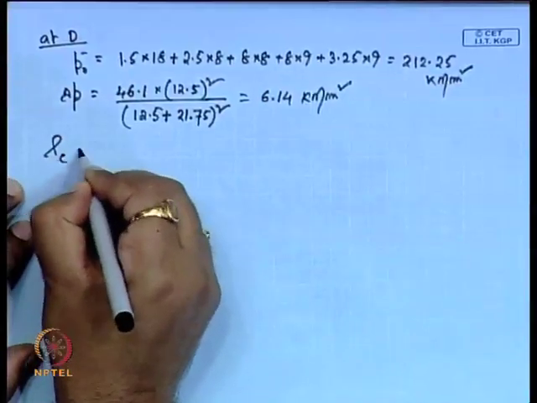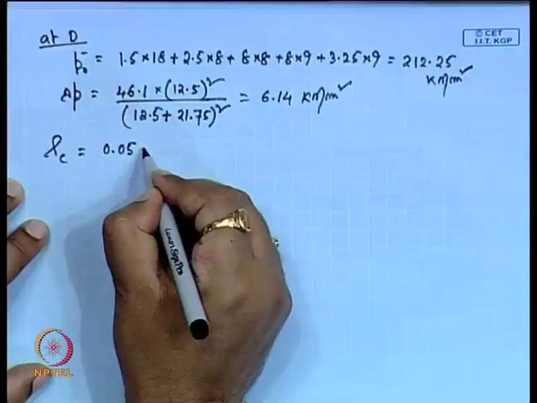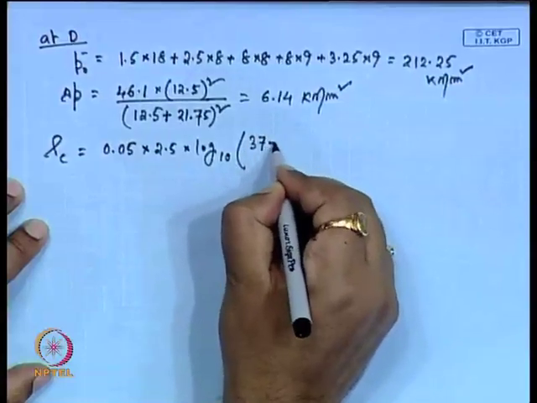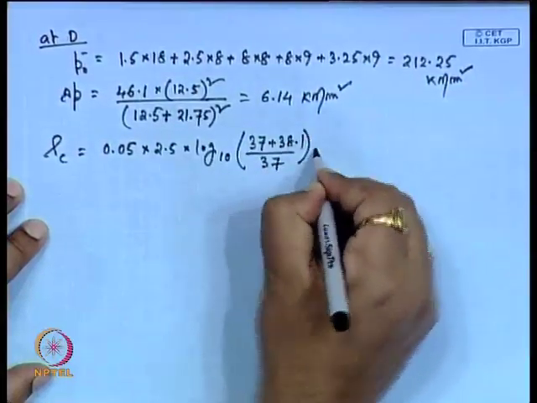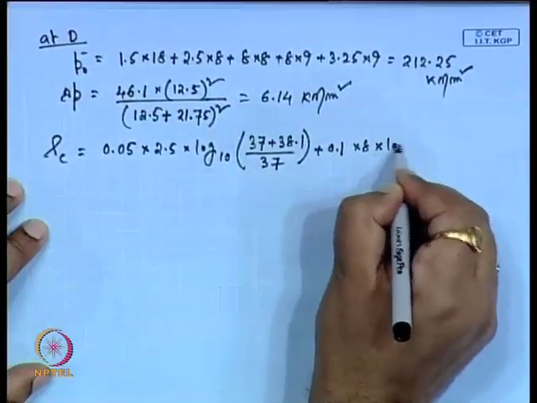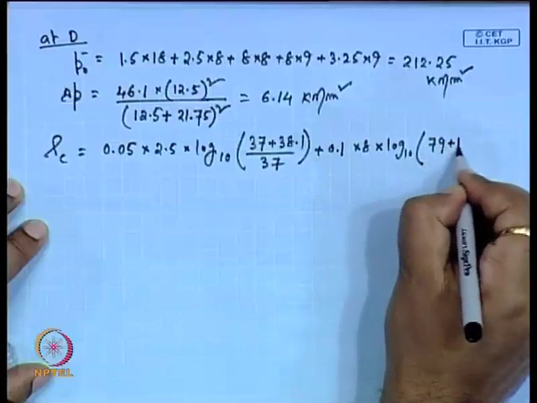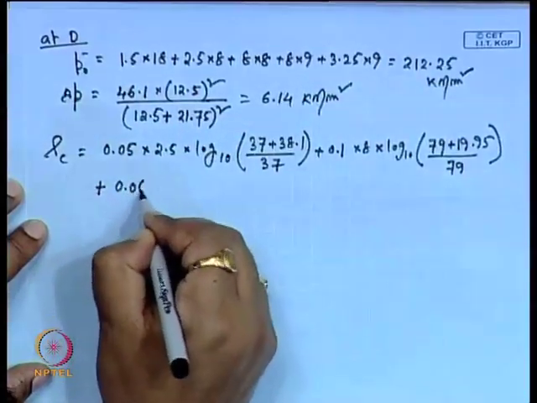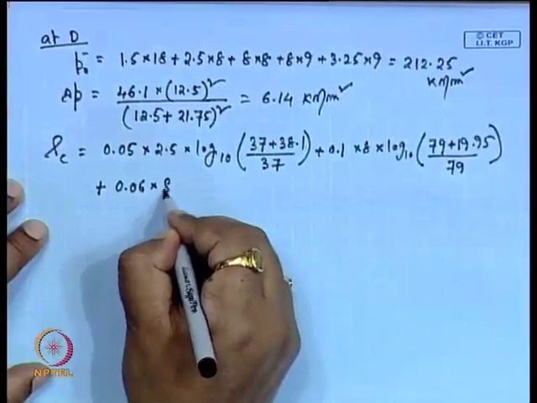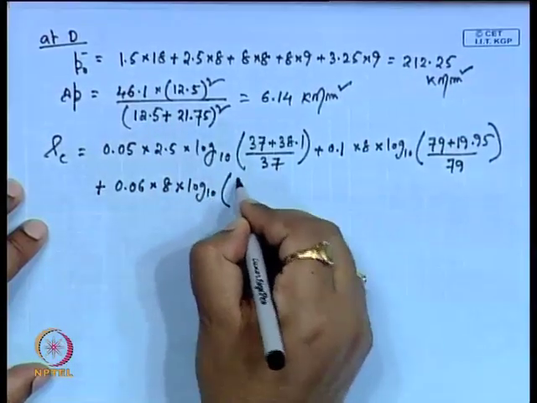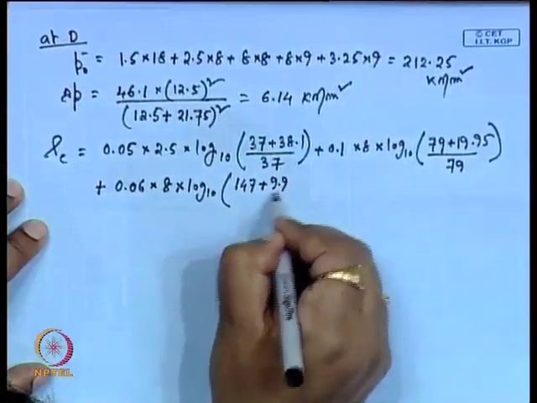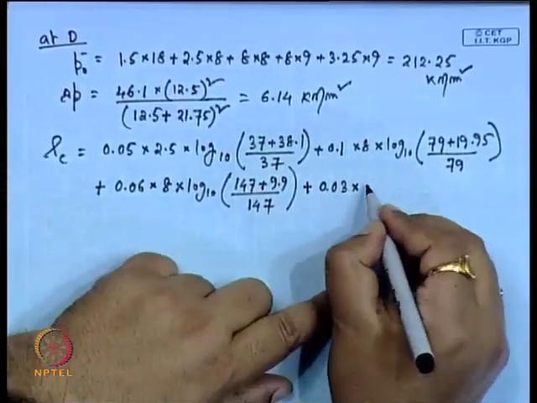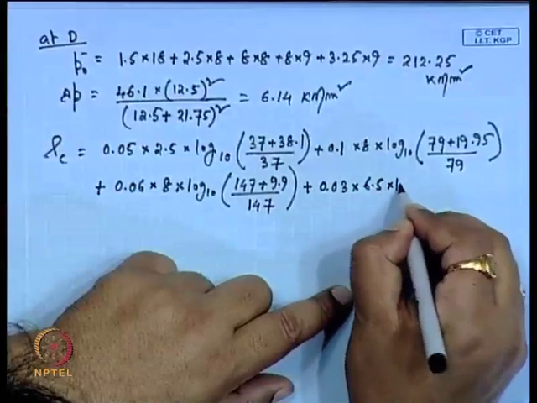So, the consolidation settlement that we will get, say 0.05 Cc into thickness 2.5 for this first layer into log 10 of 37 plus 38.1 divided by 37, plus 0.1 into 8 into log 10 of 79 plus 19.95 divided by 79. For the third layer, this 0.06 is Cc divided by 1 plus e0 into 8, the thickness of the layer, then log of 147 plus 9.9 divided by 147. For the fourth layer, 0.03, and the fourth layer influence zone thickness is 6.5, not the total thickness. So, this is log 10.